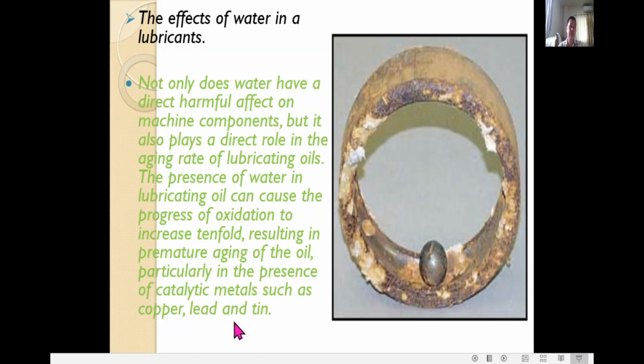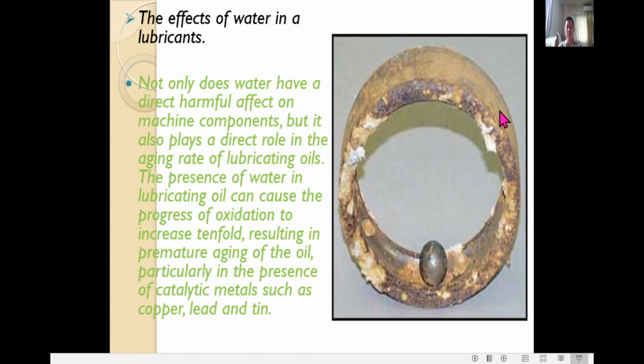So meaning, premature aging of the oil. Supposedly your oil will run the machinery up to 1,000 hours. But since of premature aging of oil due to the contamination of water, it may be probably in 100 hours you will change oil. So that is premature aging of the oil.